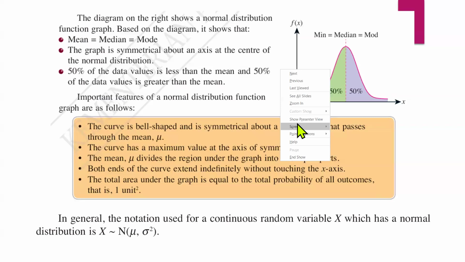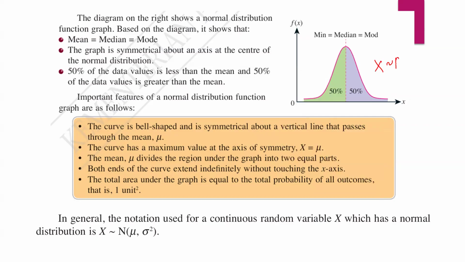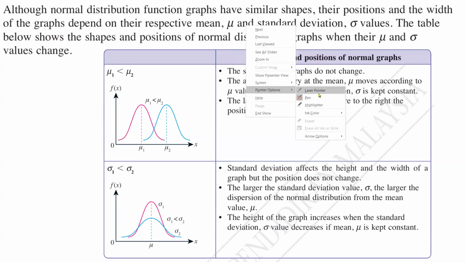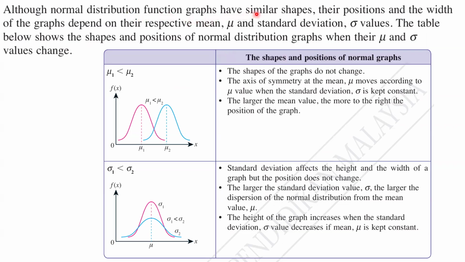Do you still remember the notation for the binomial? X, B, and p is very different. Although normal distribution graphs have a similar shape, their position and the width differ. The width of the graph depends on their respective means and standard deviations.